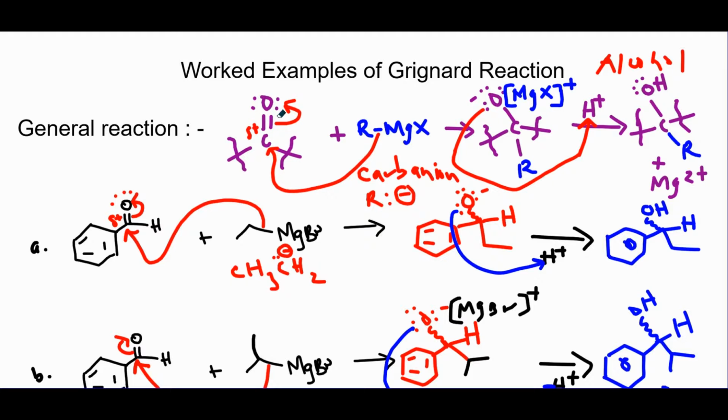You get 2 lone pairs here, now they're going to have 3. And the MgX will just float around in the flask as a spectator ion or as a counter ion, and then the lone pair will be used to grab a hydrogen to get the alcohol by a process that we call quenching. You have an sp2 hybridized carbon here, the carbon here is sp3 hybridized.